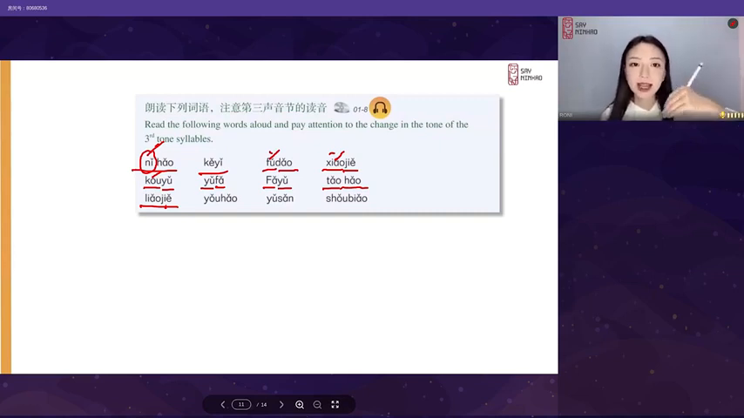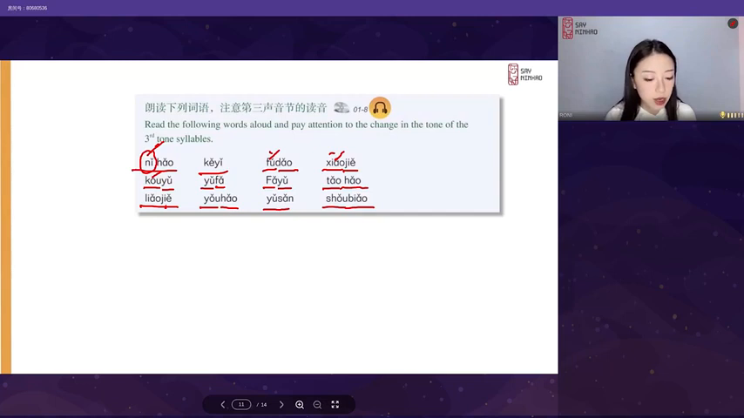Read after me, please. 了解. Next one, 有好. We should change the first third tone into a second tone, so it becomes 有好. Read after me. 有好. Next one, 雨伞. We should change the first third tone into a second tone, so it becomes 雨伞. Read after me. 雨伞.